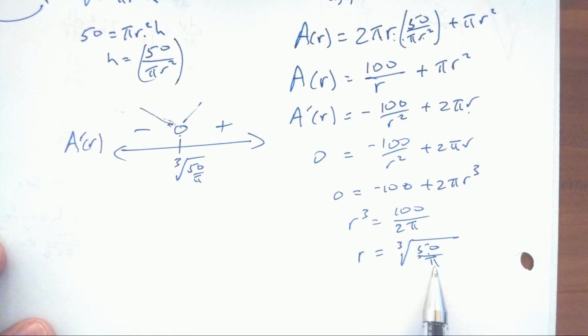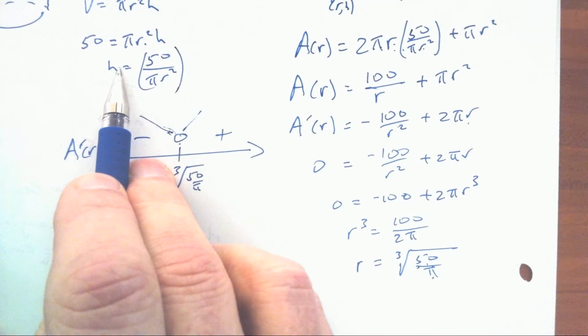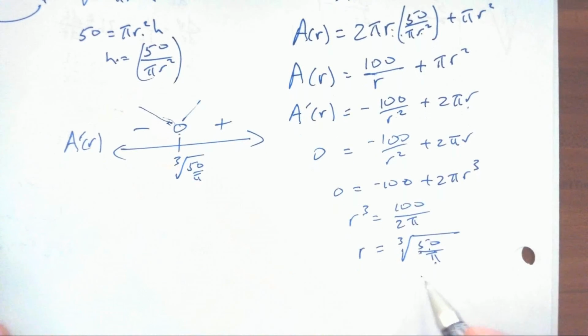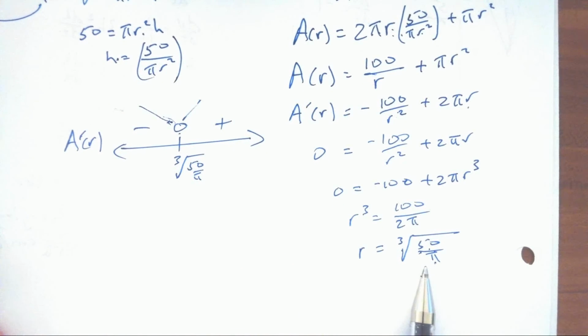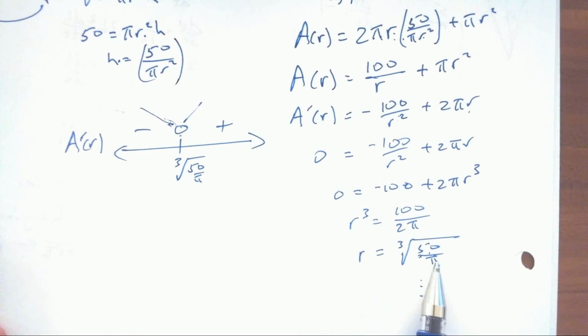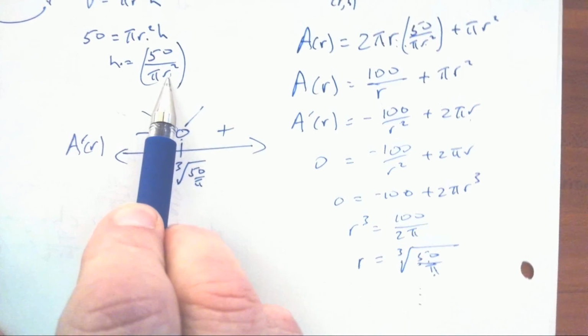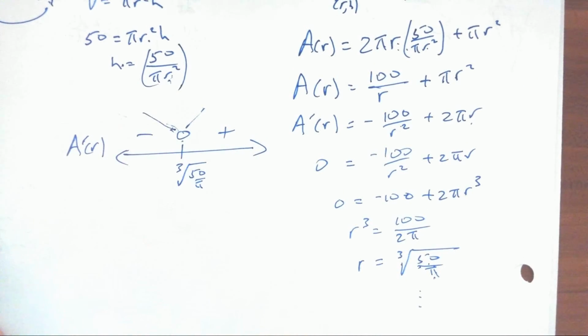the third root of 50 over pi, and then we can go back in and figure out what our height should be. Okay, I'm going to leave that to the reader, but I'm going to go into my calculator and confirm this value. So again, there's our radius. If we want to know our height, we can put that value right here and go through the algebra to figure out what the height should be.